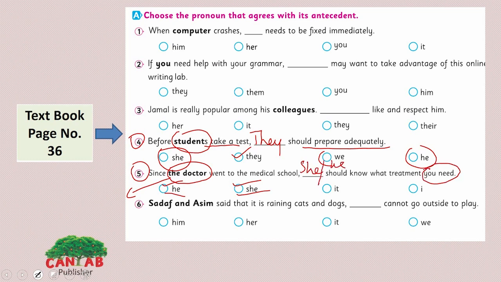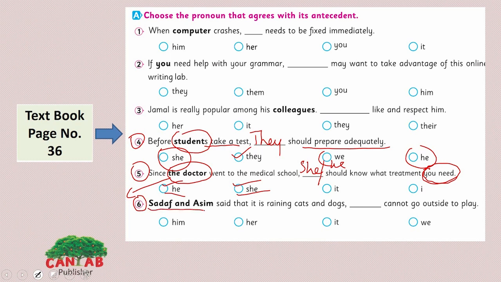And look at here, the treatment is of you. So the doctor should know. So here the antecedent pronoun for the doctor is he or she. Both are correct. If you know the gender, then you can write he or she. If it's feminine, you can write she, or if it's masculine, you can write he.